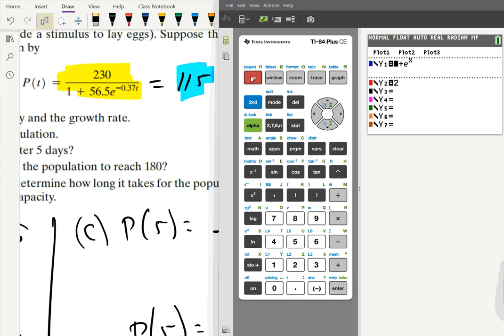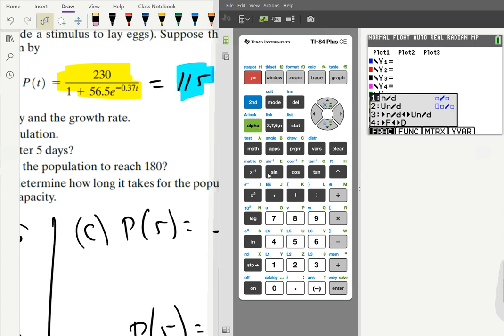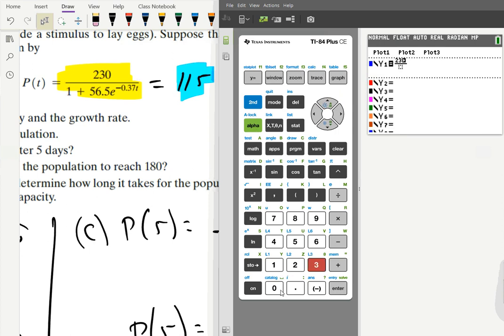So let's go back to y equals. We did this in a previous example where we set some values in here. Let's get my fraction template in here. So this is 230 over 1 plus 56.5 times e to the negative 0.37. Now I can't type t because in the graph calculator everything's in terms of x, so I'll type in x here. And so I have that one. Then I want the second value to be 115.